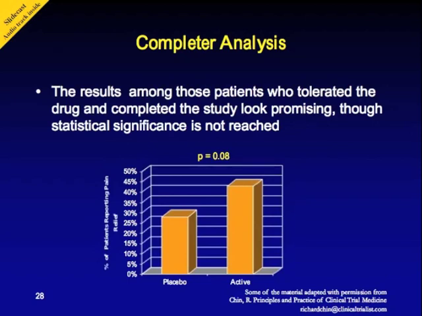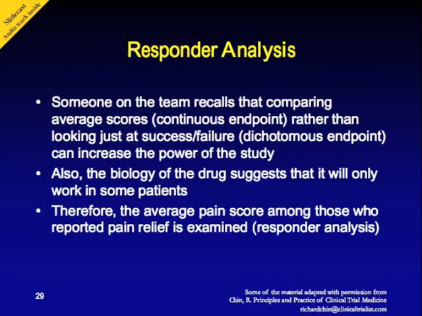Now, you say, well, that's pretty good, but it doesn't quite meet the statistical significance. And then one of the people on the team says, well, I was talking to a statistician the other day, and he said you always want to use a continuous endpoint, which is percent benefit or some score, rather than a binary or dichotomous endpoint. The person responded yes or no. So you say, oh, that's very interesting.